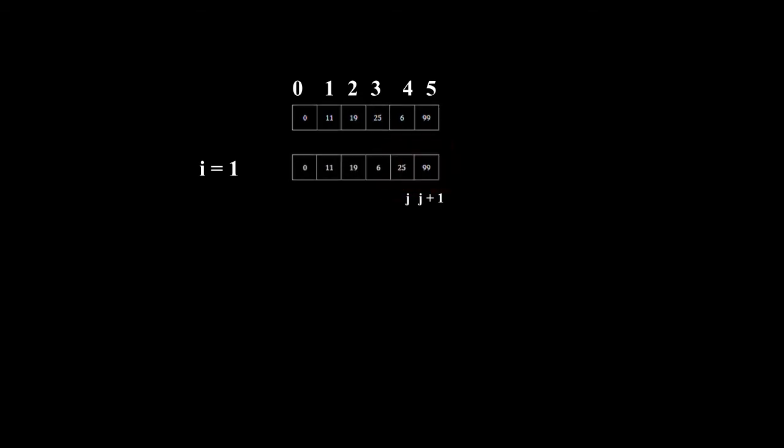At the end of the first iteration, we can find the second largest value of the sequence at the second highest position of the sequence, 4, and then increment i by 1. In the second iteration, the initial value of j is 0.